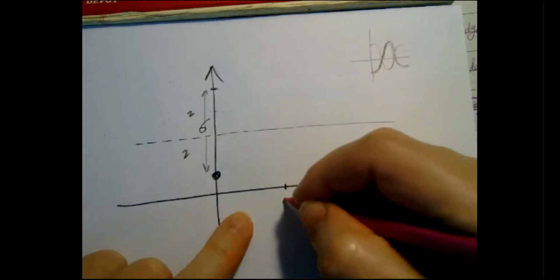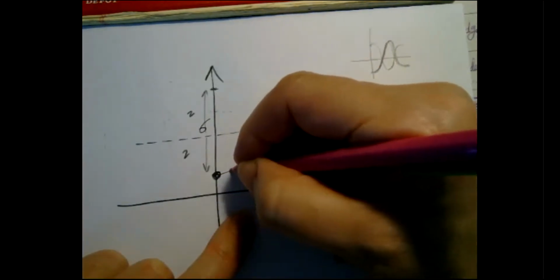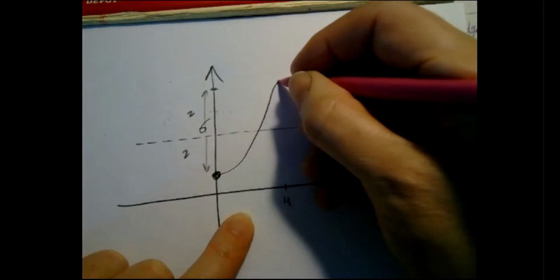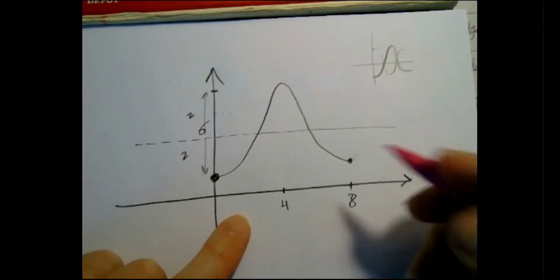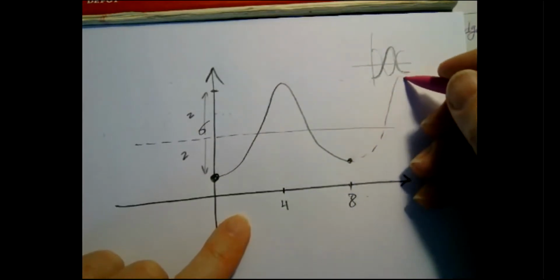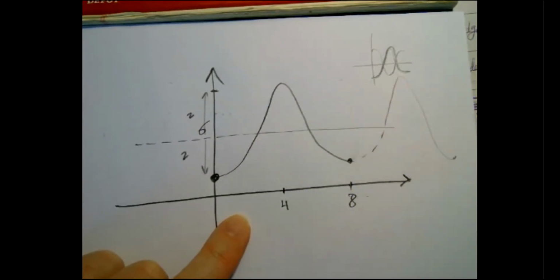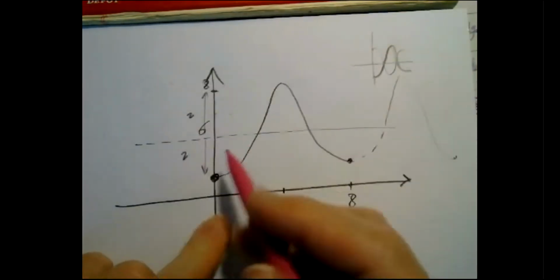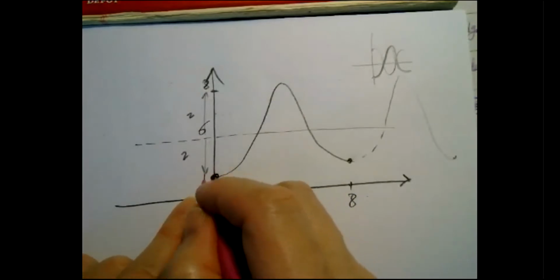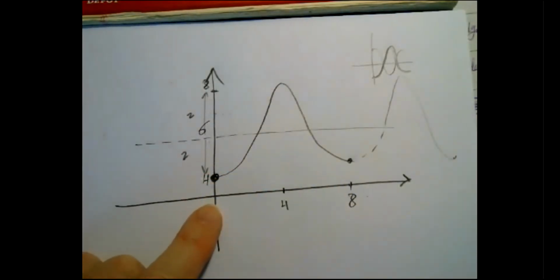Halfway through, that's my 4. It's going to go up, reach its peak at 4, go back down at 8, and then start all over again, over and over. This is where my peak is. This is 8, because that's 6 plus 2, and this is equal to 4. And that's the graph that I should expect.